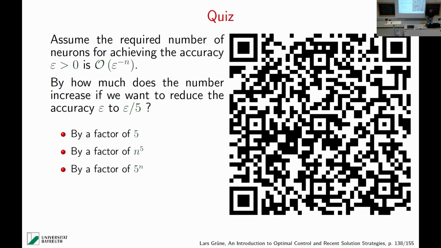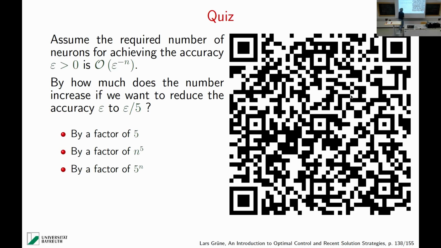Anyone done who wants to answer? I see some still on mobile phones. Okay, let's have a look. Okay, some say by a factor of 5, some say 5 to the power of n, and the rest is more. Okay, I also have n to the power of 5 now. 5 to the power of n. It still moves. Yeah, 5 to the power of n is correct. So the majority has the correct answer.